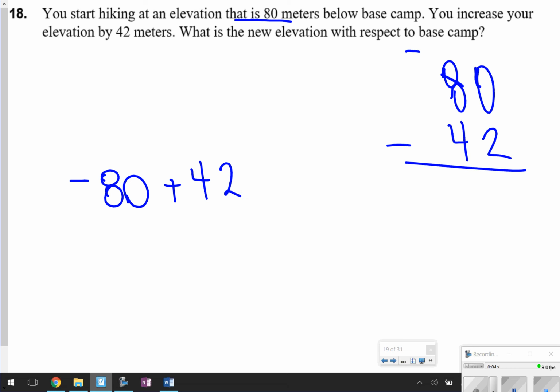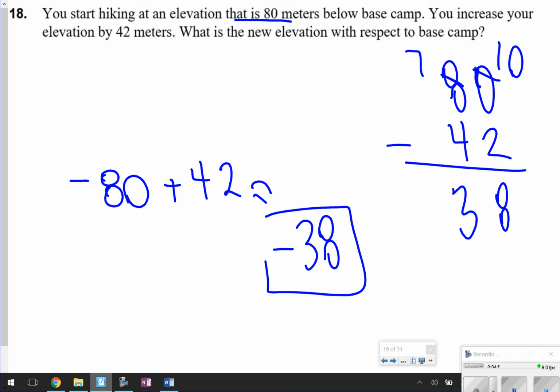Going to have to borrow here. So I get 38, but I need to keep this 38 a negative. 2 reasons. The 80 is the larger value, so it's going to stay negative. And also, with respect to base camp, you didn't make it back to base camp yet because you haven't done the whole entire 80 meters. So that was just kind of maybe a throw off answer there. Just make sure you don't get too tripped up on that. Negative 38 is your answer for number 18.